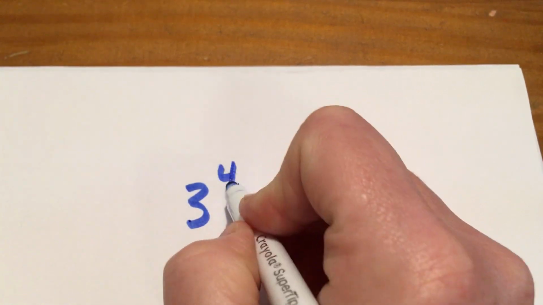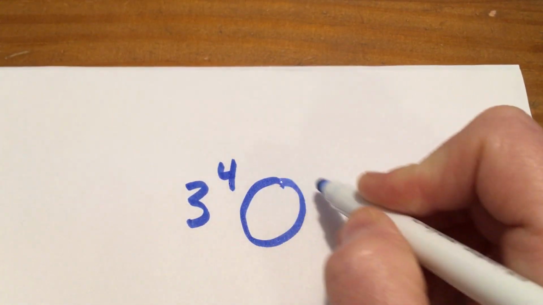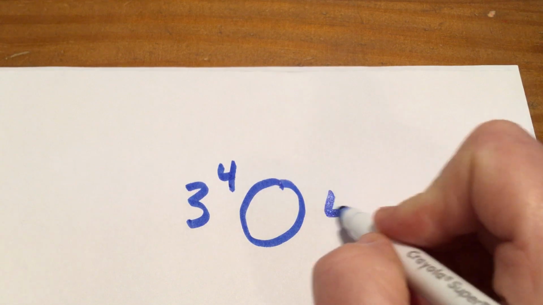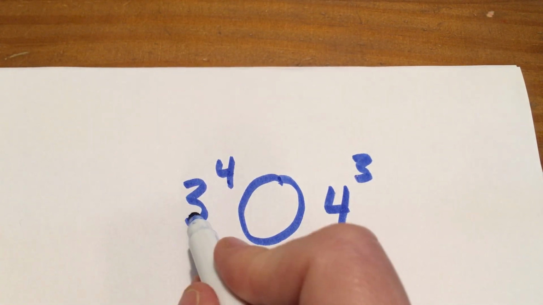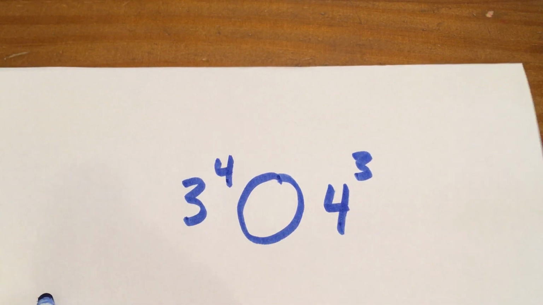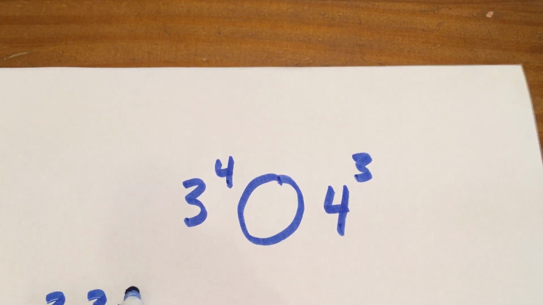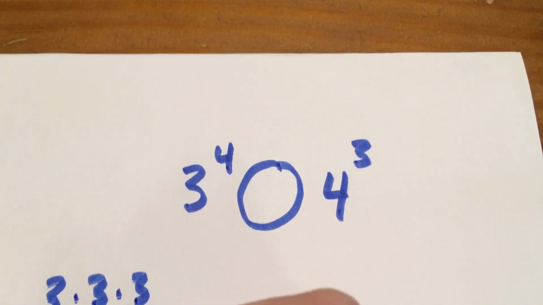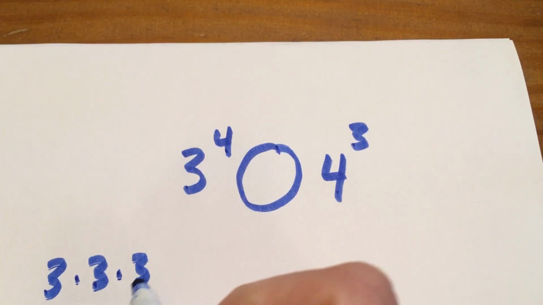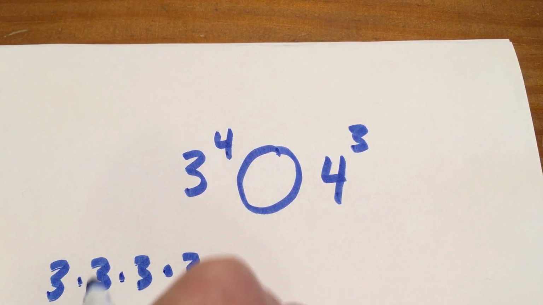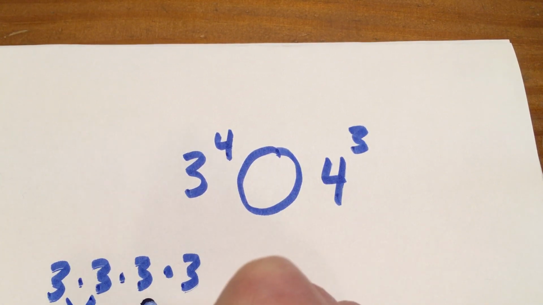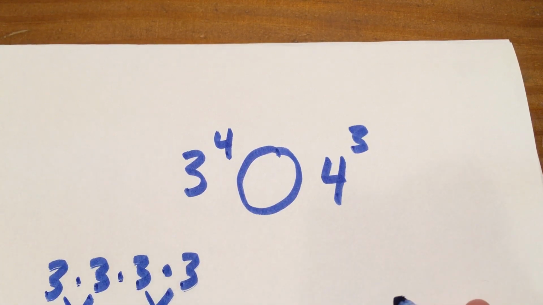So in the assignment, you're going to come across a few different examples. For example, they might have 3 to the fourth power is greater than, less than, or equal to 4 to the third power. You're going to have to do the math to find out. So 3 to the fourth power would be 3 times 3 times 3 times 3, which would equal 3 times 3 is 9, 3 times 3 is 9, 9 times 9 is 81.